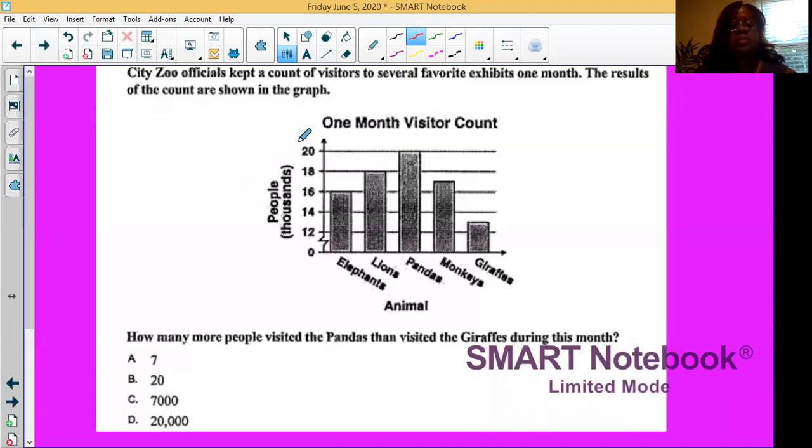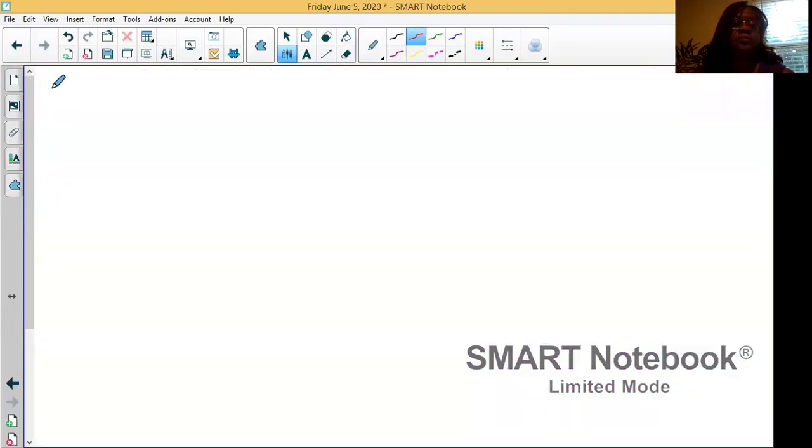All right, this one is about visitors at a zoo. You're looking for how many more visit the pandas than visit the giraffes. So make sure you can understand your scale, how many increments it is in, and then how many more is important. Tells you you're going to do what? Exactly right. You're going to subtract. So you're going to do some subtraction there.